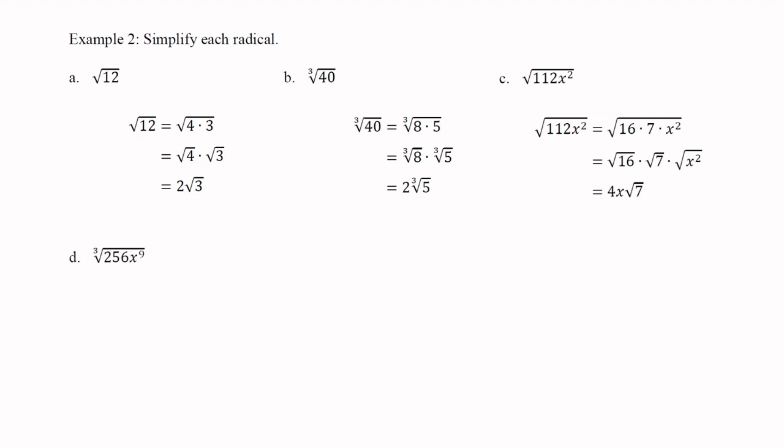When we do the cube root of 256x to the 9th, we can split up 256 into 64 times 4, 64 being a perfect cube. Then we can split up all of our radicals, since everything's being multiplied. The cube root of 64 is 4. The cube root of x to the 9th is x to the 3rd. And then you have the cube root of 4 left over.